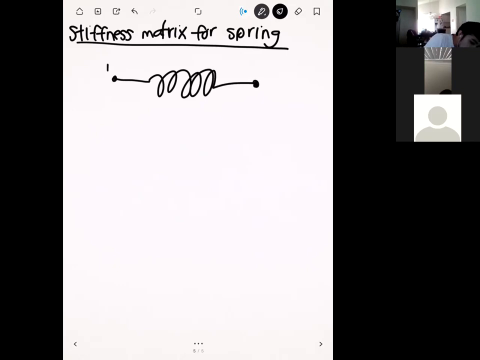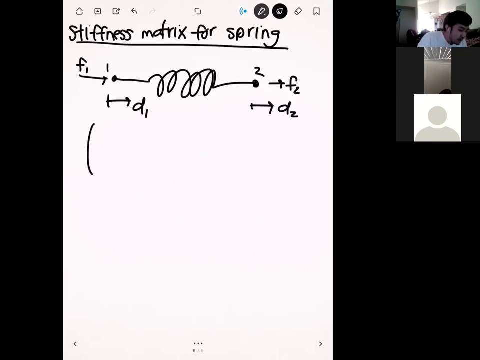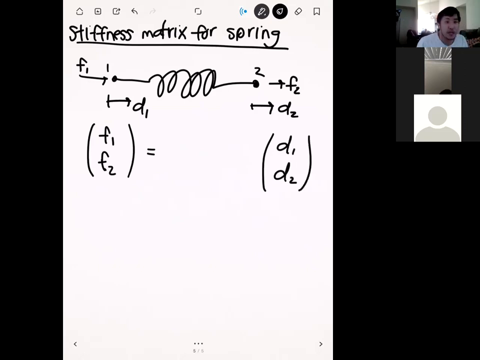Okay. So we have two nodes. We have a force on the left-hand side, a force on the right-hand side, and then we also have displacements. Okay. And so, if we want to write this in matrix form, we write our forcing vector. Our forcing vector here is just going to be a 2 by 1 because there's only two forces. Okay. And our solution vector here also has only two elements. We just have D1 and D2. And so in order for this system to work, our stiffness matrix needs to be a 2 by 2 matrix.